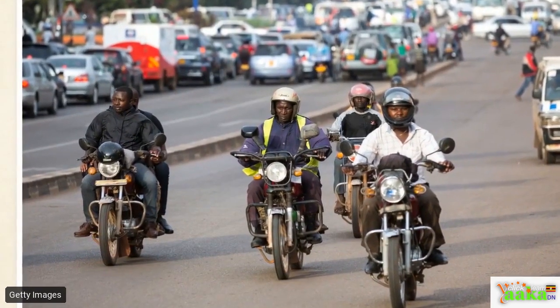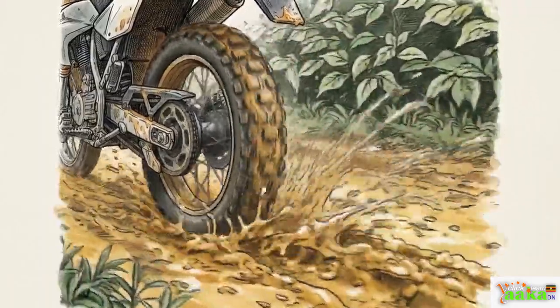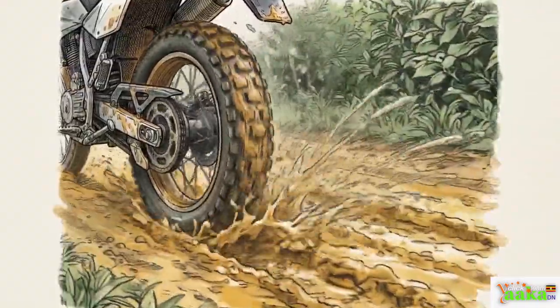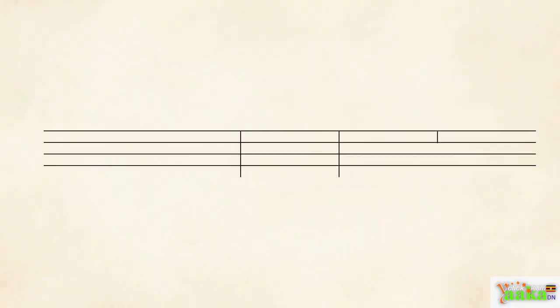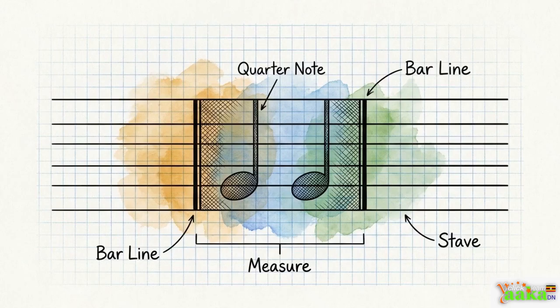Think of tempo like the speed of a boda rider. On a clear, paved highway, the tempo is fast and smooth. On a bumpy village road, the tempo is slow and careful. The tempo tells us how fast to play, but the time signature and the bar lines keep the math perfect. They create an unbreakable framework so the music always stays organized.